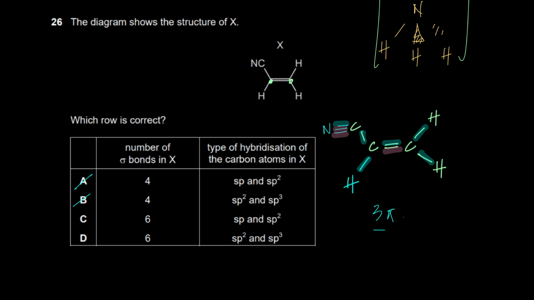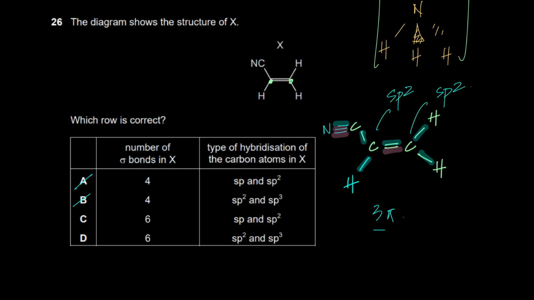And he's asking the type of hybridization of the carbon atoms in X. So how are they hybridized? See, this is carbon. What's the electron geometry? One electron group here, one here, one here. Electron domains here, here, here. So 3 electron domains. It's what? Trigonal planar. Trigonal planar is sp2.